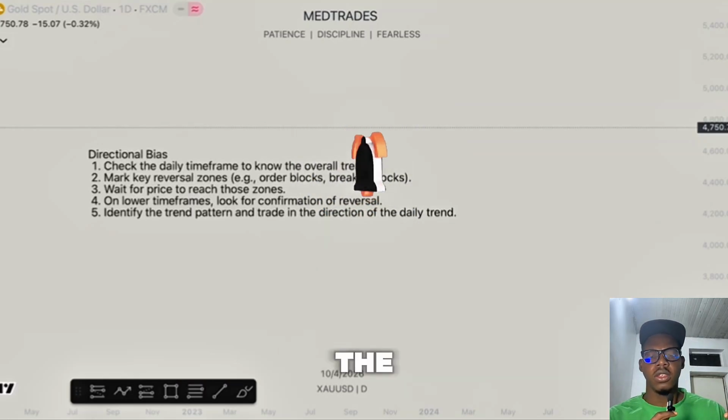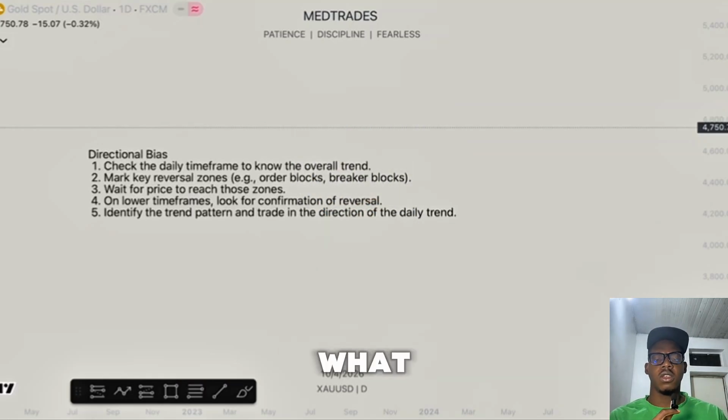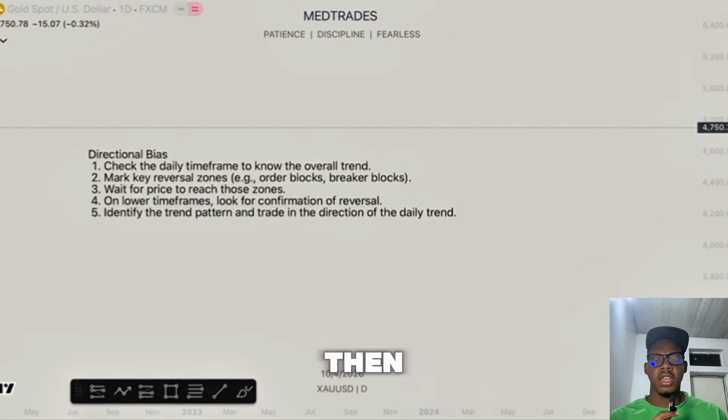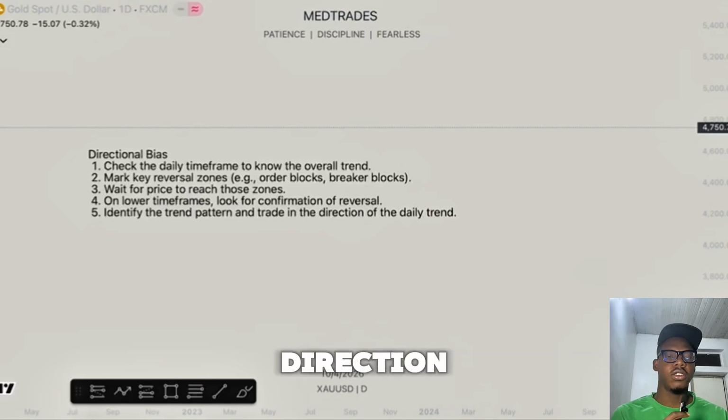So the third one is wait for price to reach those zones, and the fourth one is on the lower time frame, look for confirmation for reversal, and lastly, identify the trend pattern and trade in the direction of the daily trend.